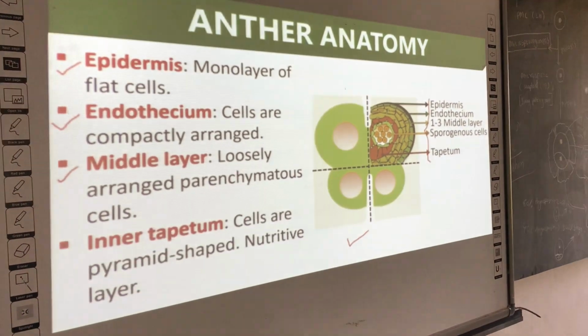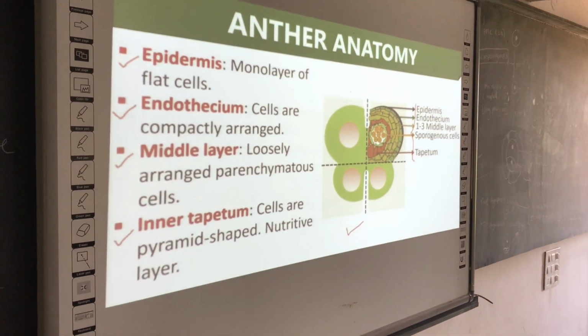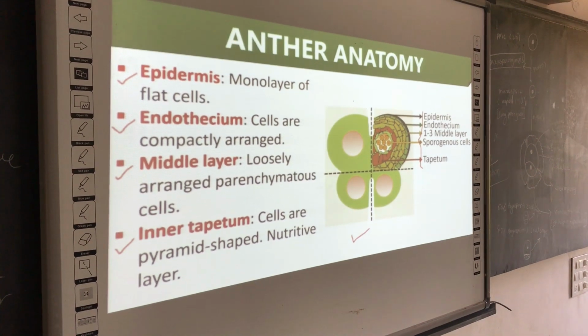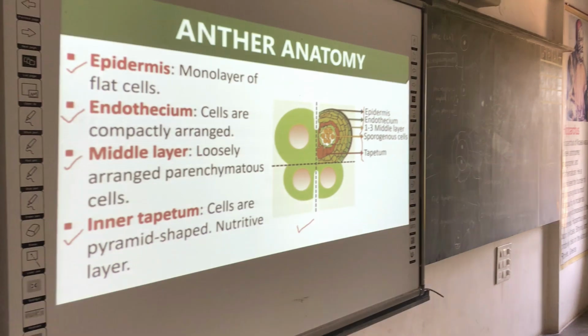The last layer is the inner tapetum, in which the cells appear pyramid shaped, and it is closest to the sporogenous cells and serves as a nutritive layer by providing nourishment to the developing sporogenous cells.